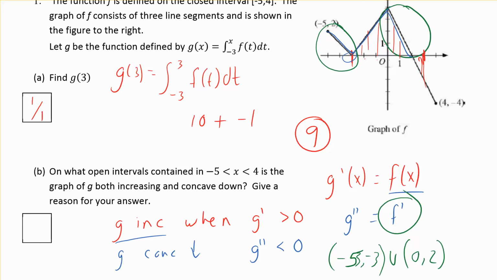And my justification would be the stuff I did right here. G prime of x equals f of x, and f of x is positive from -5 to 2. And g double prime is f prime, and f prime is decreasing on those places. And this is where they match.